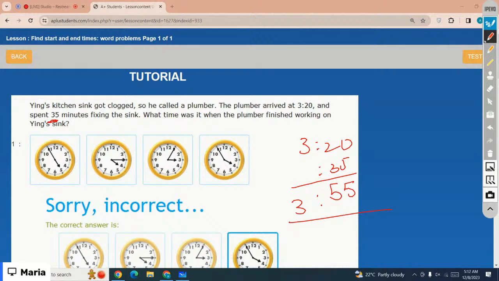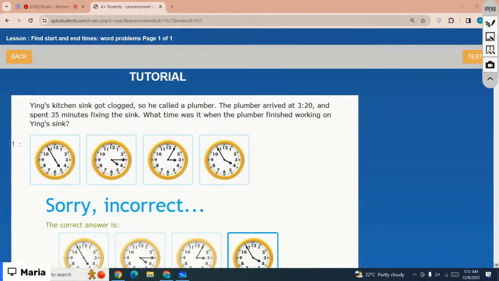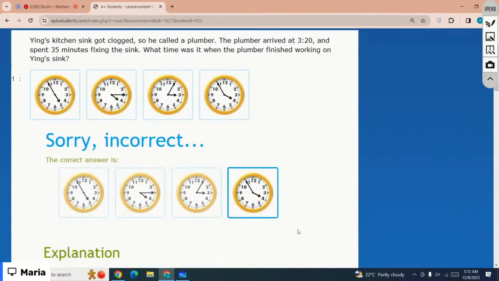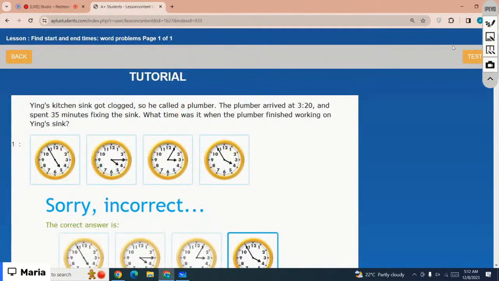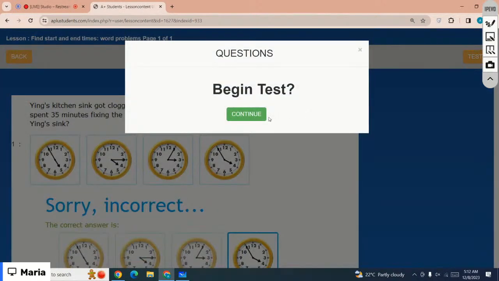You need to select the clock that shows the exact time, right? So which clock shows the exact time? That is option number 4. Option number 4 shows 3:55, right? This one is the correct option. Got it? Let's just start with the practice questions.